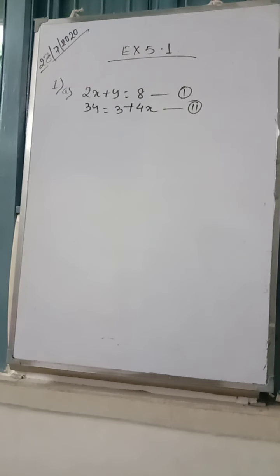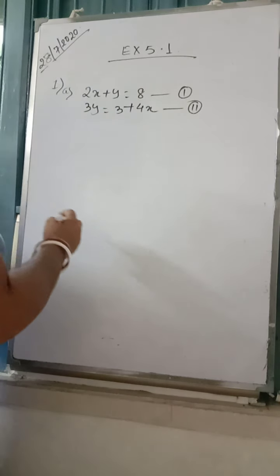Yes, we have learned all the three methods to solve simultaneous linear equations. Today we will be starting the exercise. The first exercise, exercise 5.1. First question: you have to use the substitution method to solve these equations. You are given two equations, 2x plus y is equal to 8 and 3y is equal to 3 plus 4x.